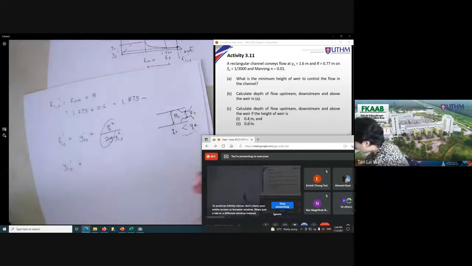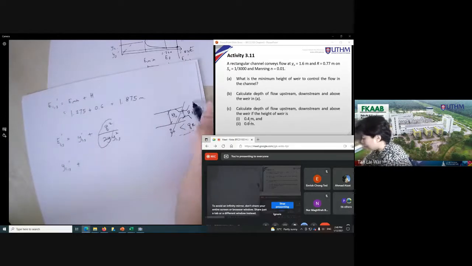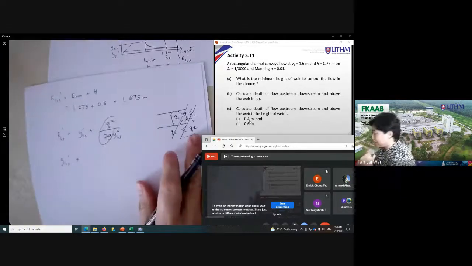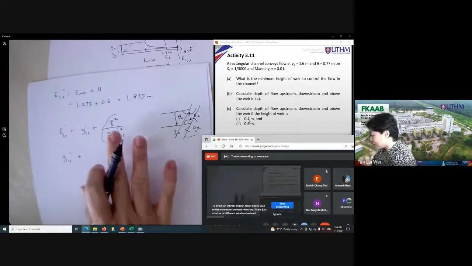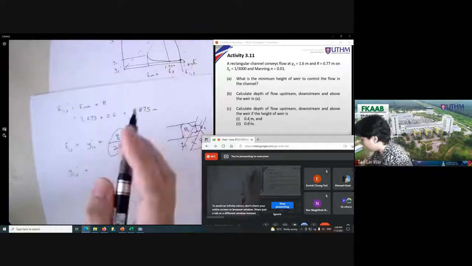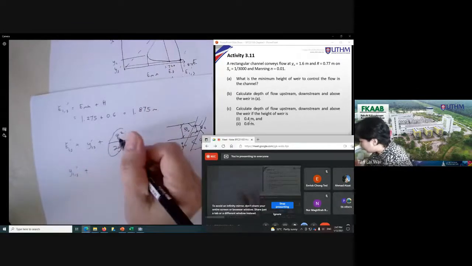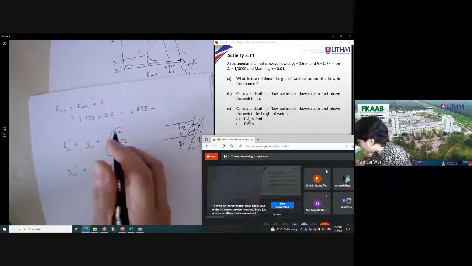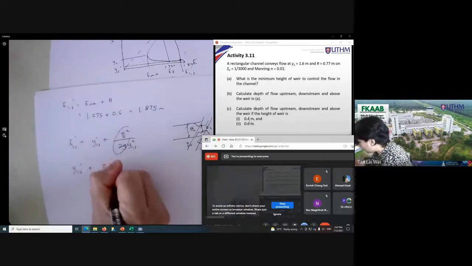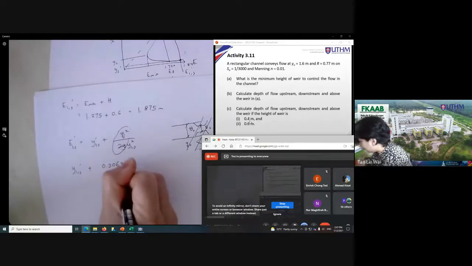So therefore, in this case, this is what we are going to learn next topic. Don't worry about this, I'm just trying to remind you. In this case, we are still using the same Q. So substitute the discharge over unit width and gravitational acceleration. Solving it, you are going to get 0.3069.